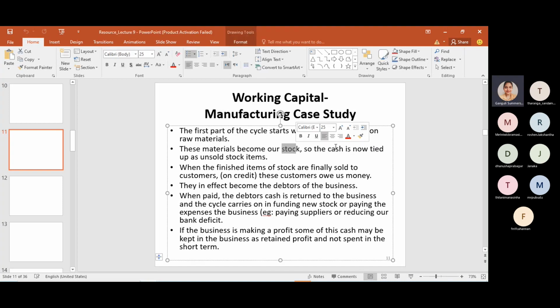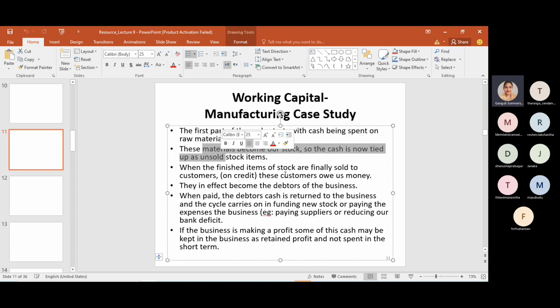Now cash is tied up as unsold stock items. So why do we call them unsold stock items? Because we haven't made the finished item yet, right? For example, take a biscuit manufacturing company. Once you buy all the raw materials, you store them in the storerooms, but you haven't made the biscuit yet, right? So you are still in the initial parts of the cycle.